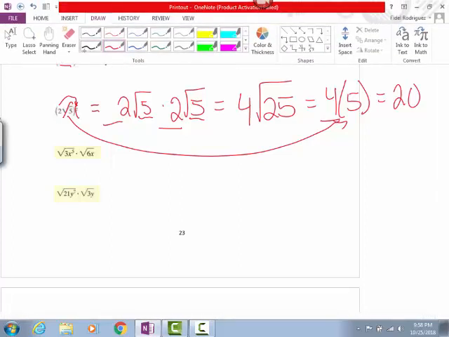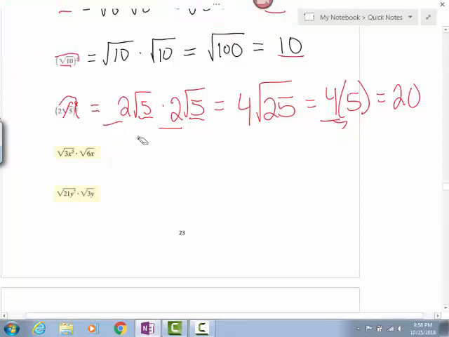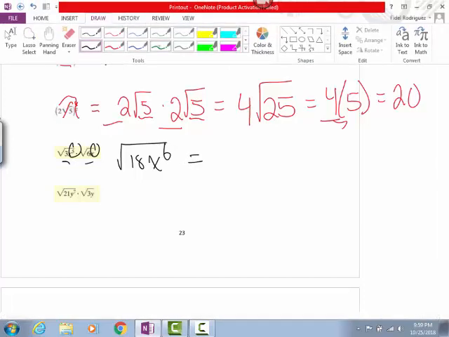All right. So let's take a look at the next problem that I have here, which is the square root of 3x to the 5th times the square root of 6x. Okay, so 3 times 6 is going to leave me with 18. X to the 5 and another x is going to leave me with x to the 6. Now remember, I want to break down my number 18.